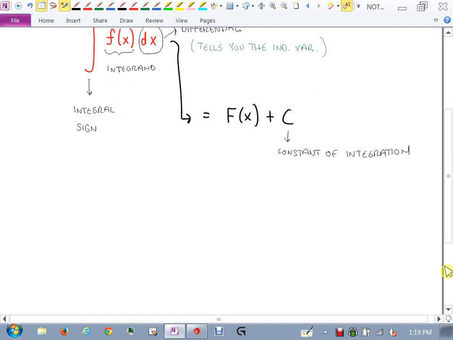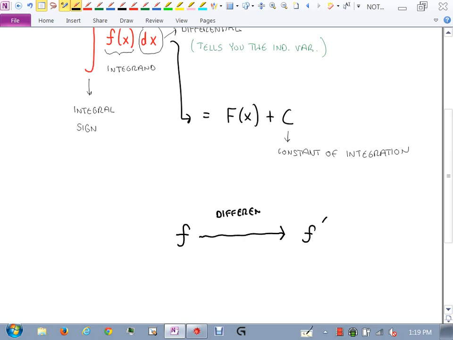So here's what we've got. If you have a function, I'm going to try and give you a visual of this. Let's say I have a function f, and I tell you to take its derivative. That's called differentiation. The process of starting with a function and taking its derivative is called differentiation.